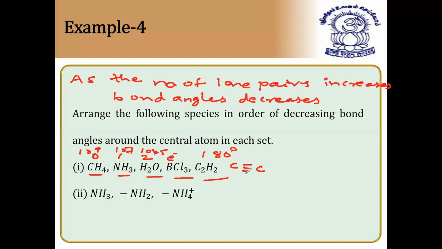So as the number of bonds increases, bond angles increases. As the number of bonds increases, bond angles increases. In case of ammonia, ammonium ion also the same.